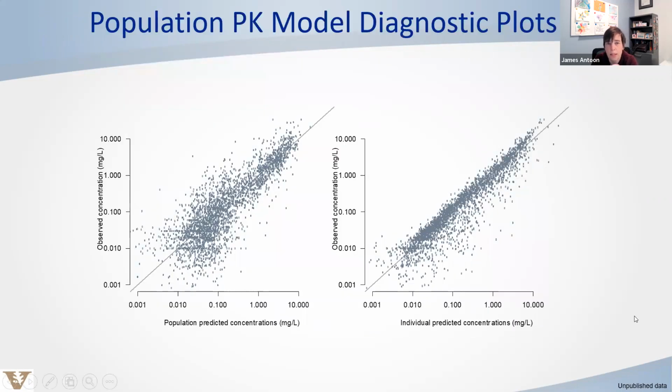Here are some diagnostic plots for the population PK model, again, using scavenged samples and electronic health records data. They are not perfect, but they do not appear to be biased at this time, so that made us happy. Next slide.